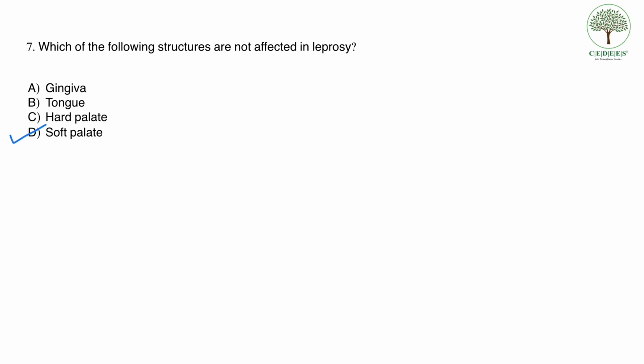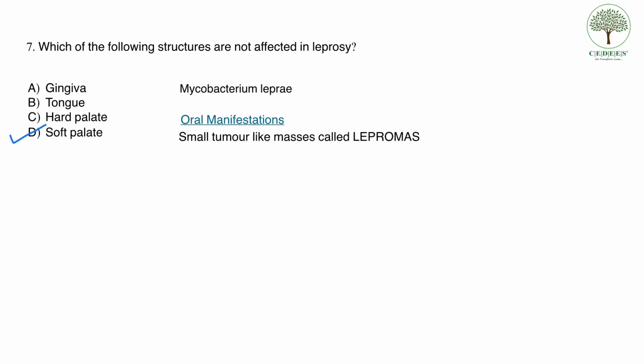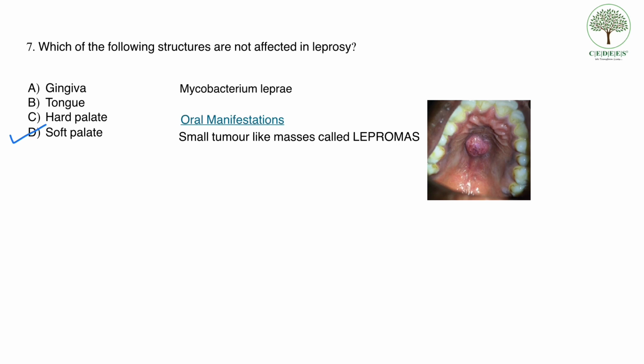So, leprosy, as we know, is a bacterial disease caused by Mycobacterium leprae. And as you can see in the picture, the oral lesions are small tumor-like masses called lepromas. The most common sites of lepromas are tongue, lip, and hard palate. So your tongue and hard palate are ruled out.